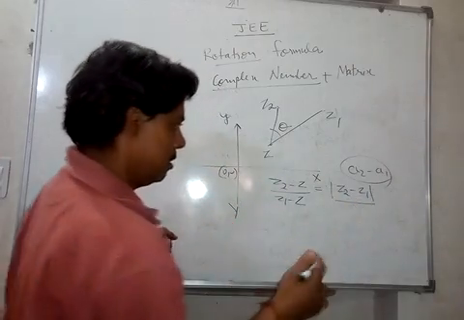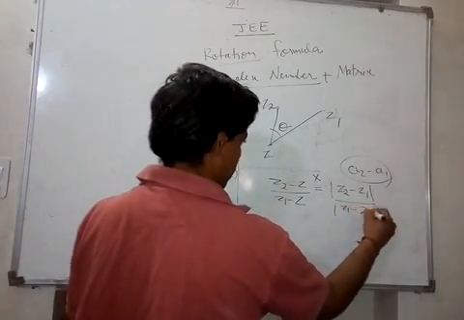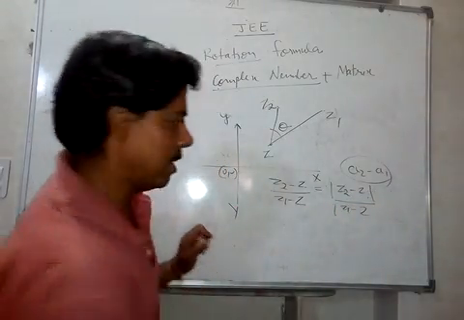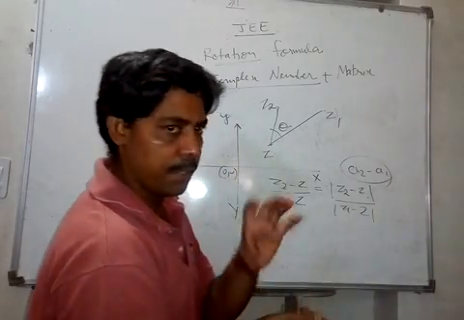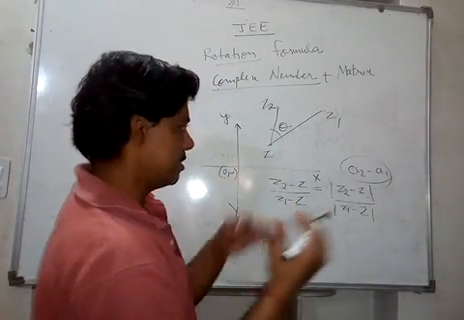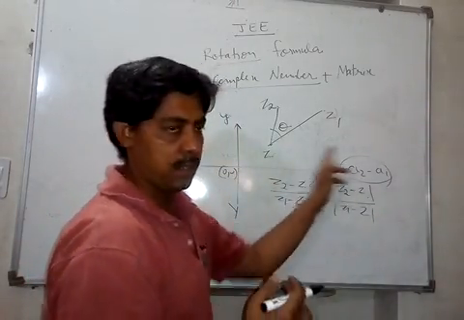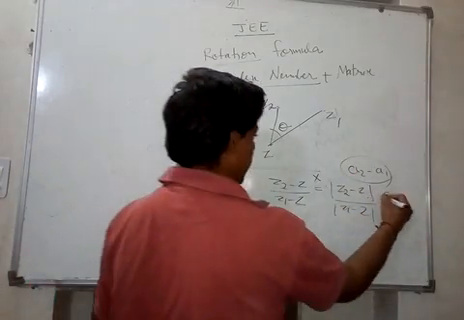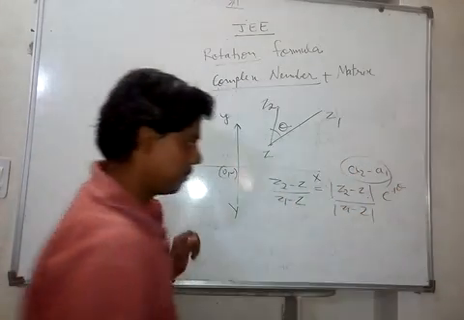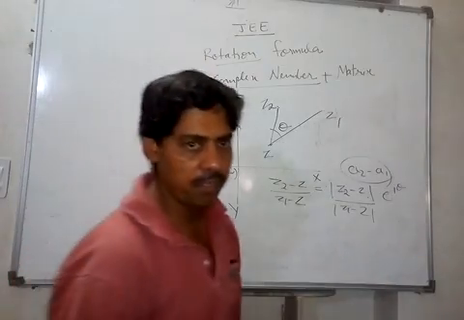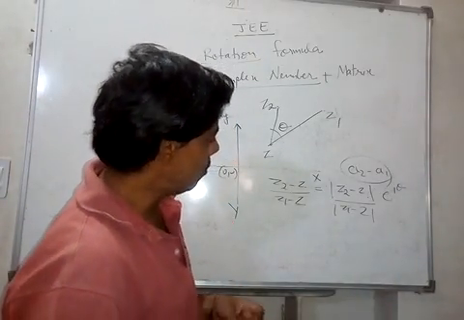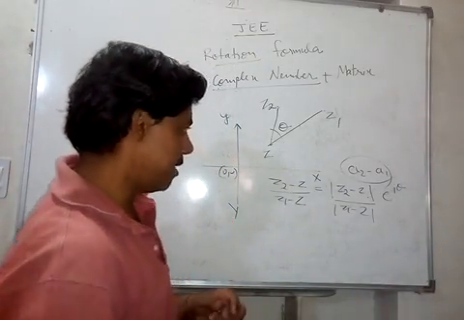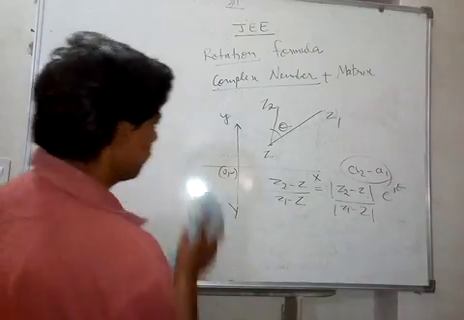This is the mod of z2 minus z upon z1 minus z. This is the change in the magnitude, how many times it has scaled. This is the scale factor. Now into e to the power iota theta. So this is our rotation formula, and now how it is used. I'll give you some examples to understand, okay.